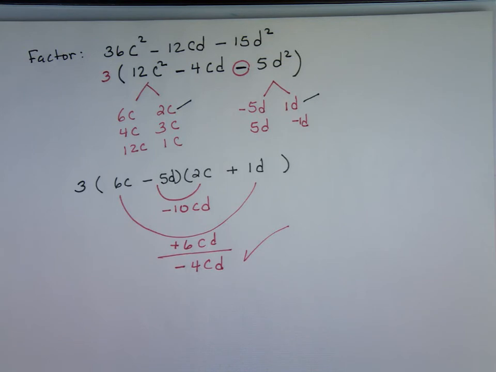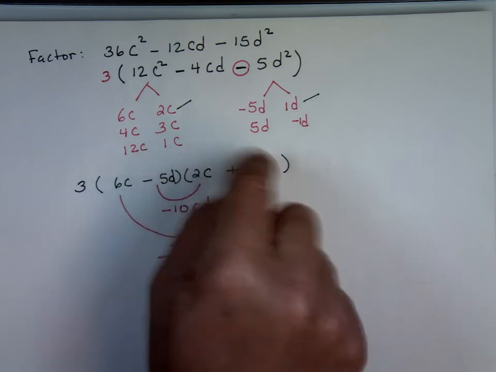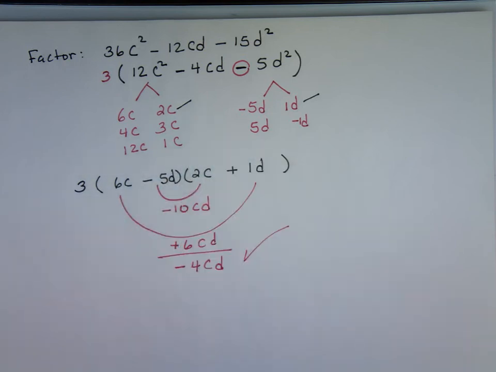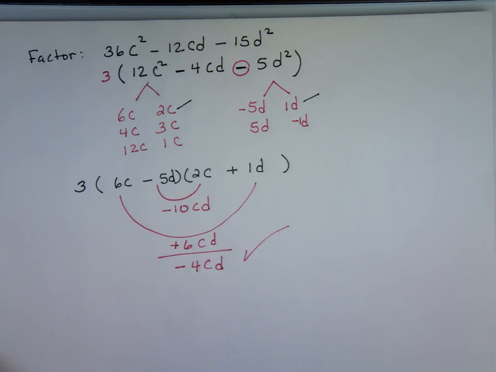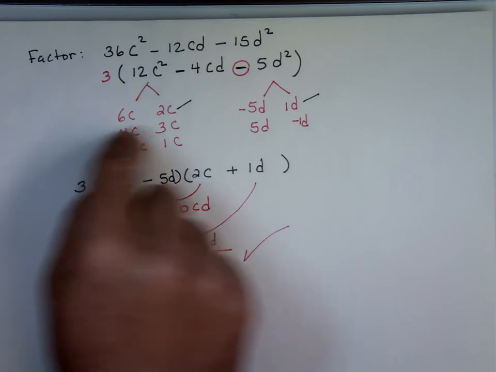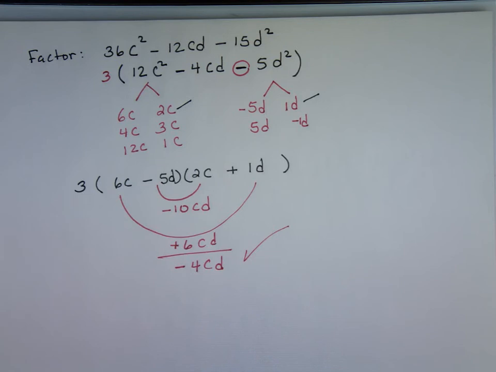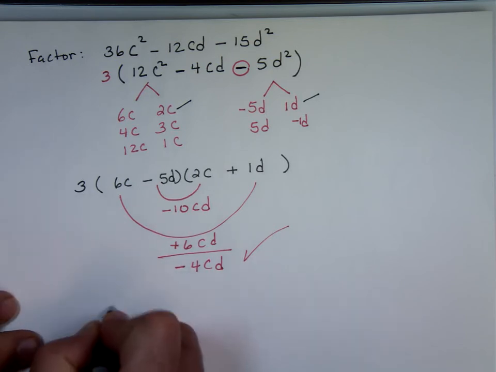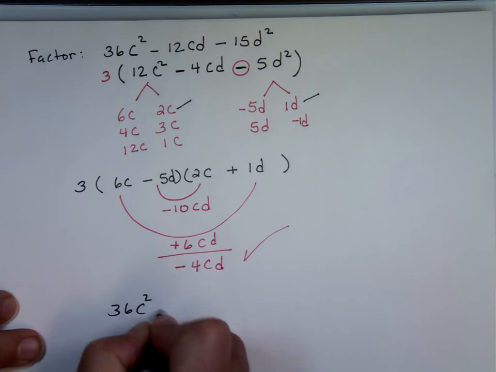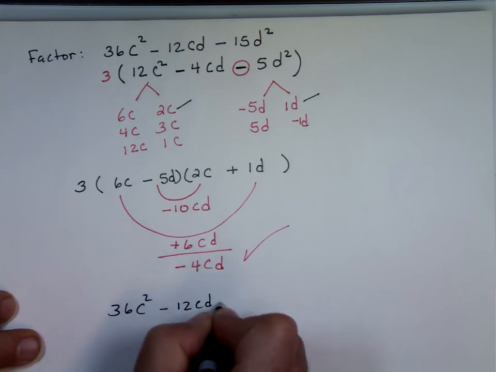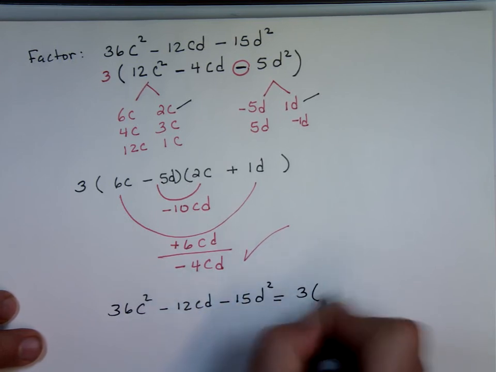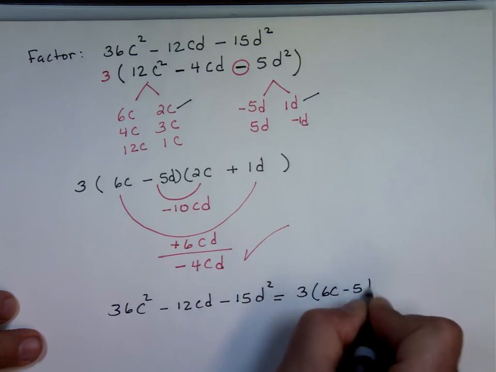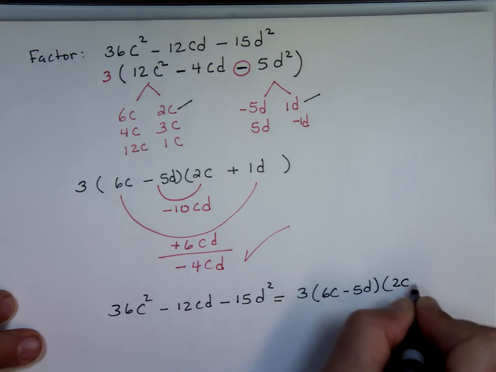If that didn't work out, I would put the plus 1d here and the negative 5d on that end. And if it still doesn't work out, I'll try the plus 5d and the minus 1d and flip-flop them. And if it still doesn't work out, I'll use the 4 and the 3 instead of the 6 and 2. But we were lucky here. So 36c squared minus 12cd minus 15d squared can be broken down to 3 times 6c minus 5d times 2c plus d. You don't have to write the 1.